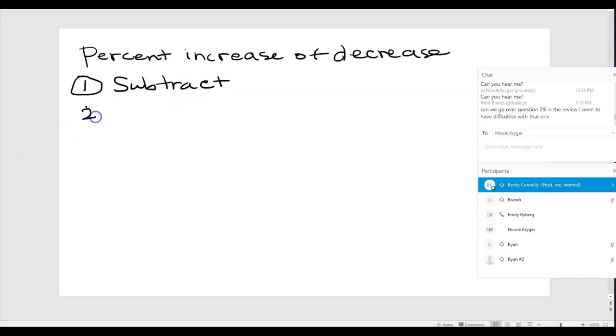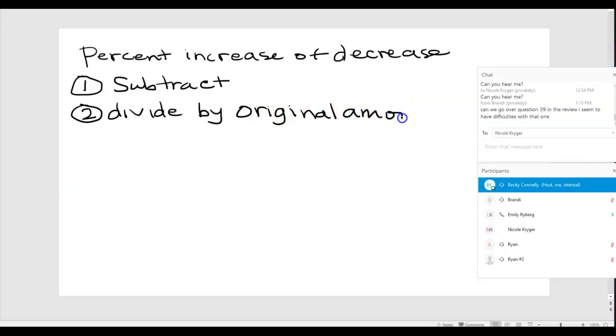Then you're going to take that answer and divide it by the original amount. It's really important that you're always picking whatever the original amount is. Is the formula going to be on that sheet? It is not. So this is one that you've really got to know, because there's not really a formula per se for percent increase or decrease, but you need to know how to do it.